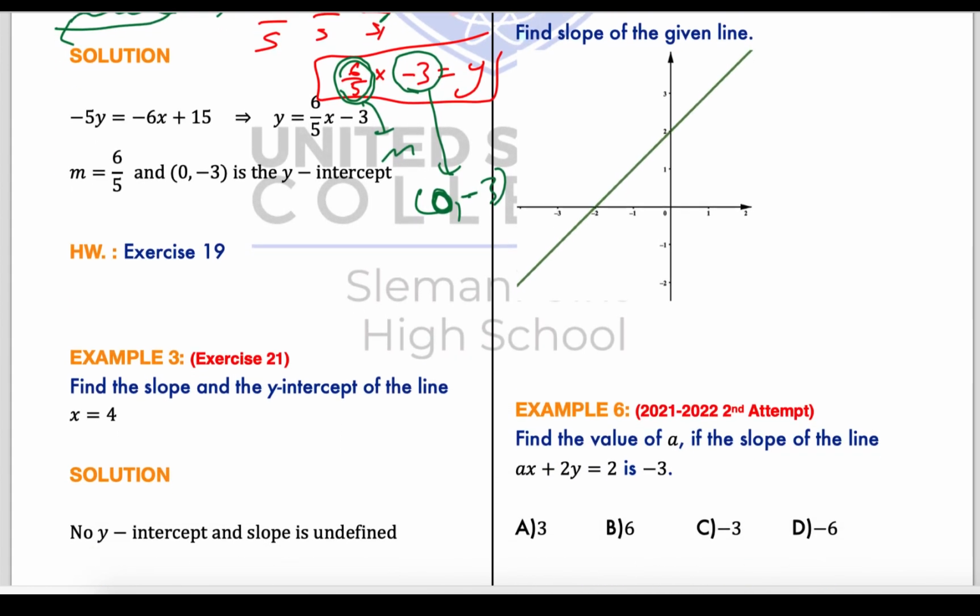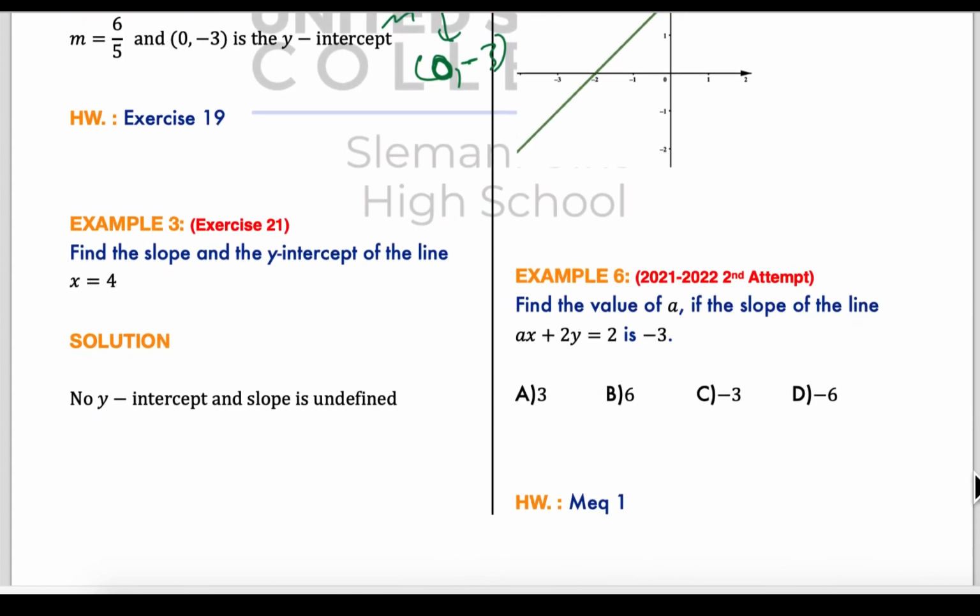so we have some basic questions, some simple, not requiring solving. In recent years they have been using these types of questions in the exam. Here you have an equation which is very simple, x equals 4. It's asking about slope and the y-intercept. So what kind of line is that? x equals 4 is a line that's passing through 4 on the x-axis.